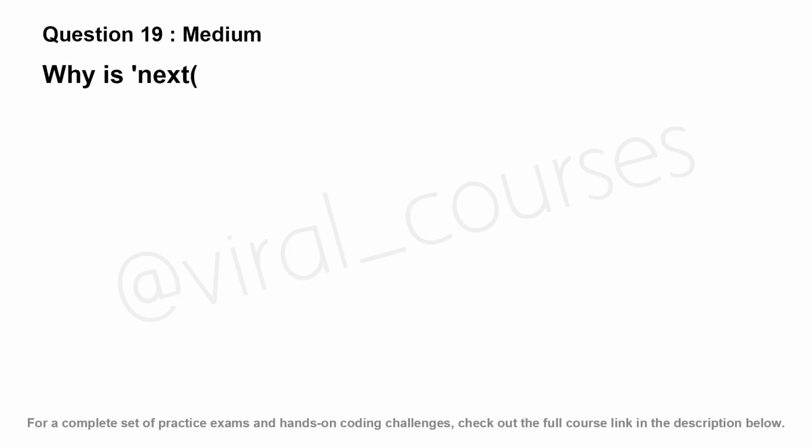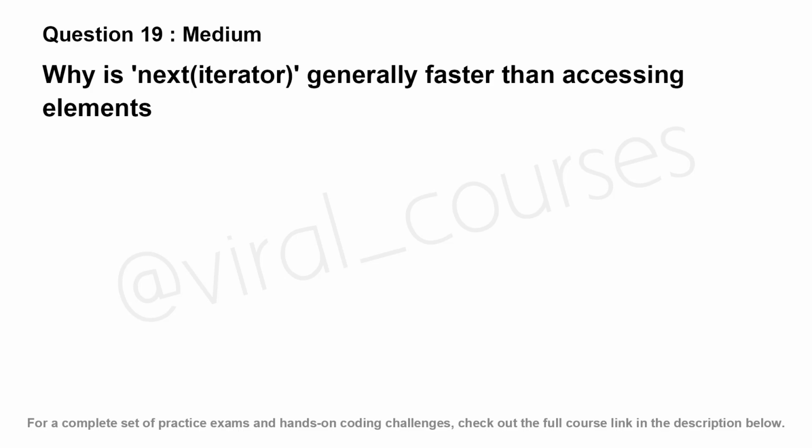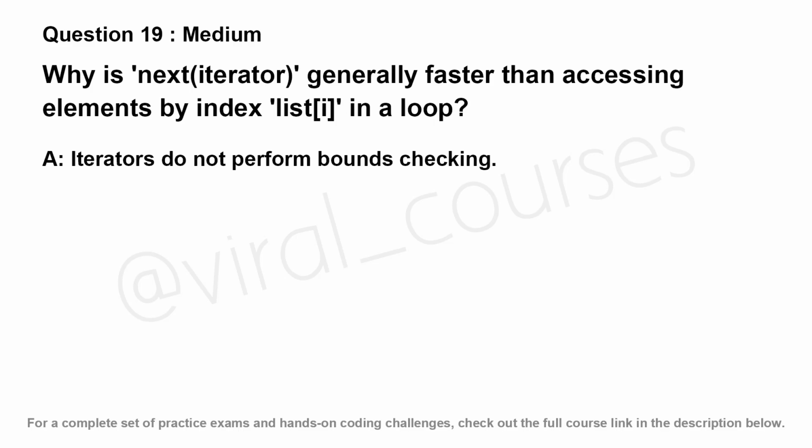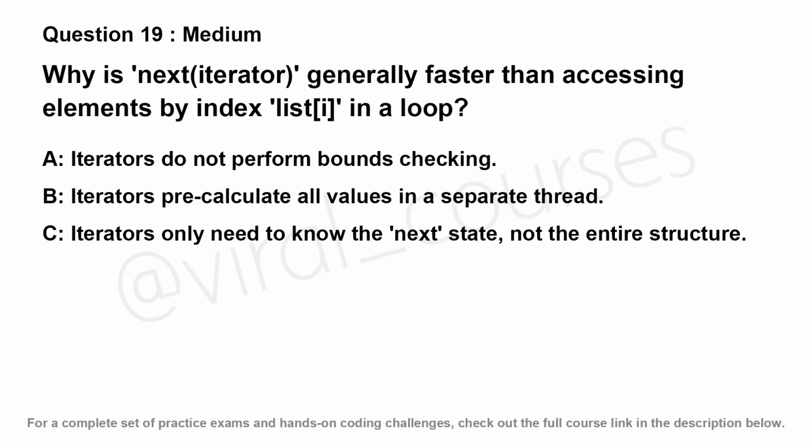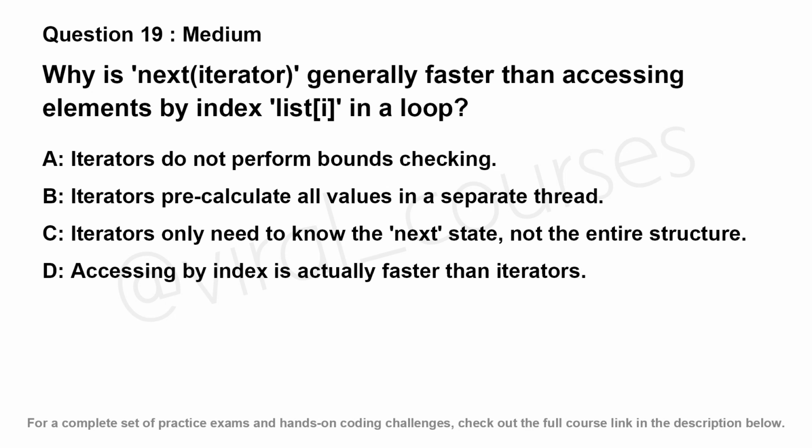Why is next(iterator) generally faster than accessing elements by index, list[i], in a loop? Option A. Iterators do not perform bounds checking. Option B. Iterators pre-calculate all values in a separate thread. Option C. Iterators only need to know the next state, not the entire structure. Option D. Accessing by index is actually faster than iterators.